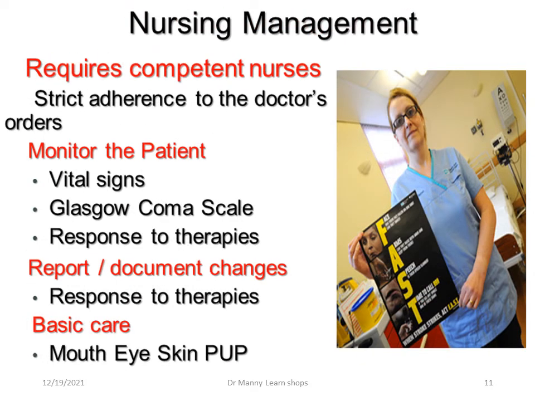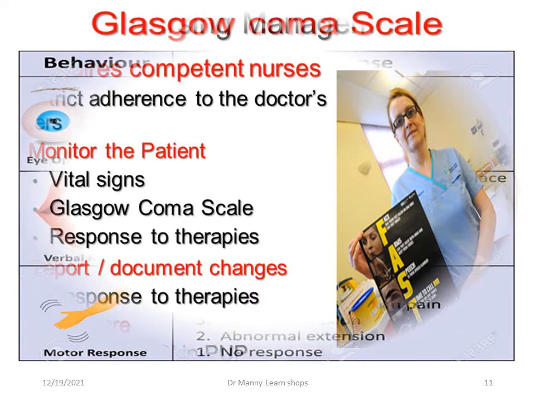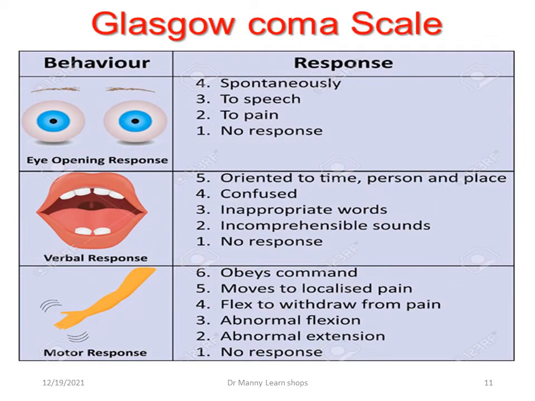The nursing management requires competent nurses who adhere to doctor's orders, who monitor the vital signs, the Glasgow Coma Scale, and response to therapies, and document the response to those therapies, and always maintain basic care such as mouth, eye, skin, and pressure ulcer prevention care. Just to reiterate, the Glasgow Coma Scale is only one tool to assess neurological status.